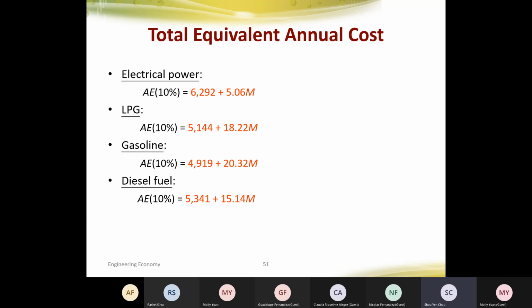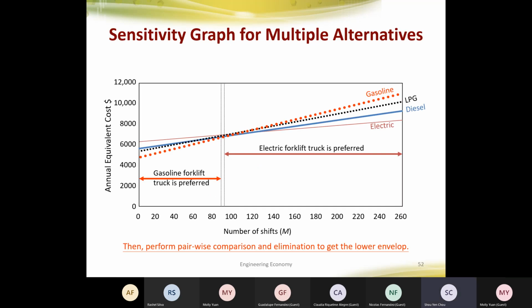Annually, if you convert it to annual cost, how much cost will it be? However, there's an uncertain part, which is the number of shifts that will be used, adopted every year. Okay, next. So those will be costs, right? So annual equivalent dollars. Now we plot those four lines, those four equations.